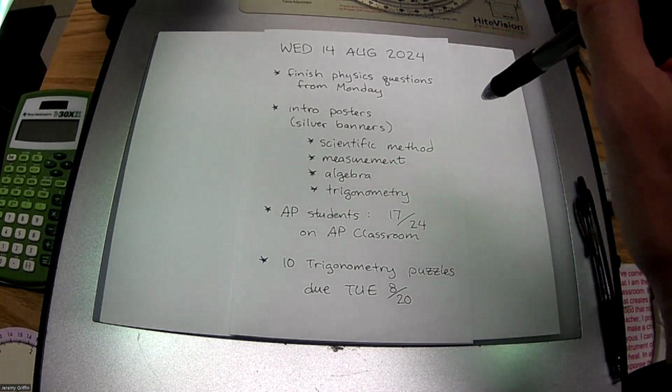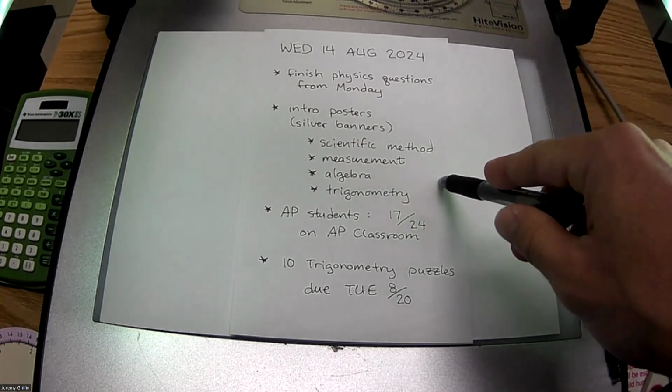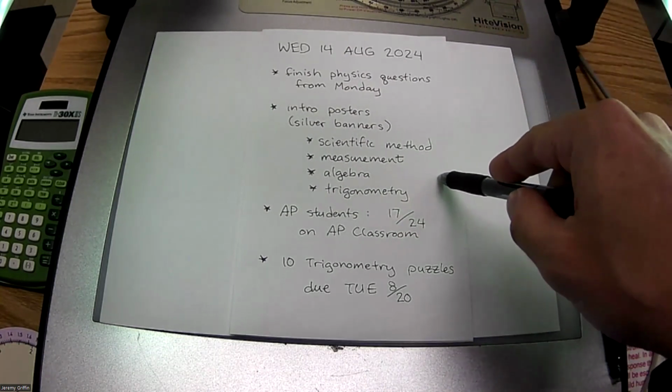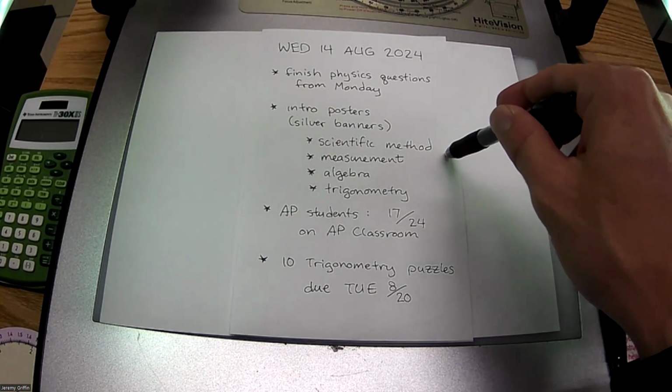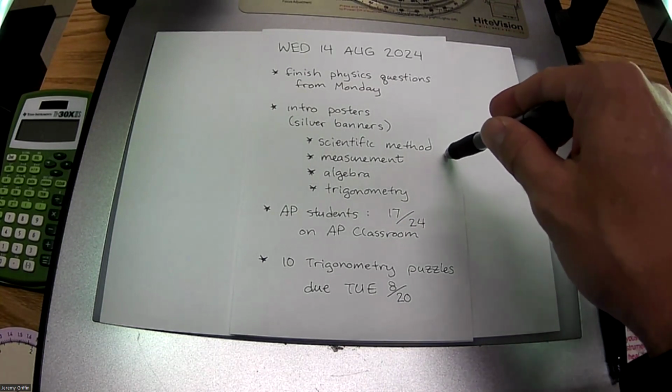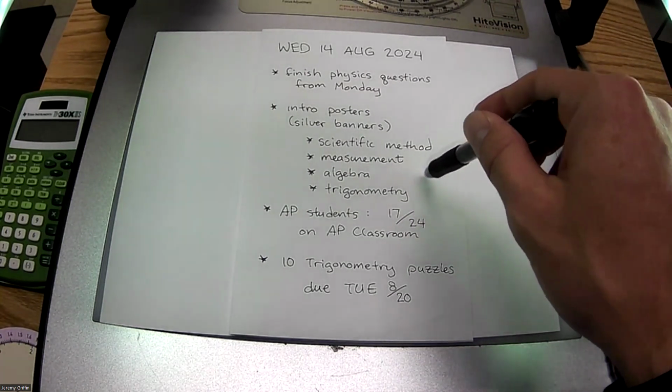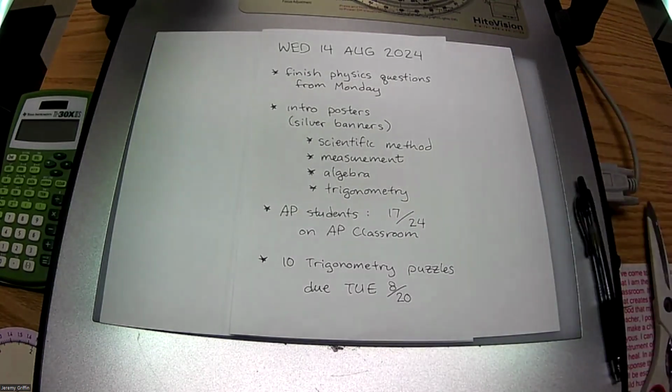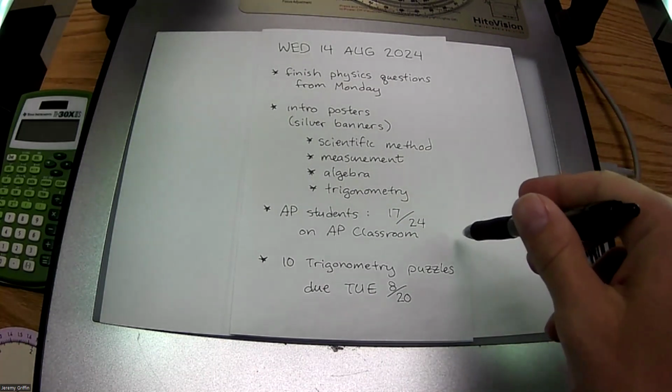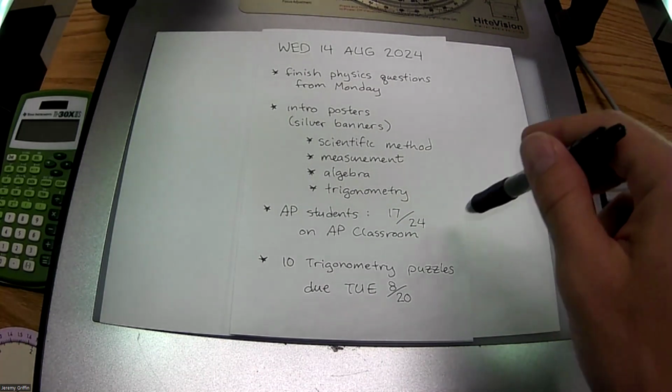I want to go over the silver banner posters, which have a lot of background fundamental content that you guys will see in this class: scientific method, how to think in science terms, basic measurements, so basic math that you probably had classes for, algebra, geometry, trigonometry, right? You're going to see over and over in this class foundation.